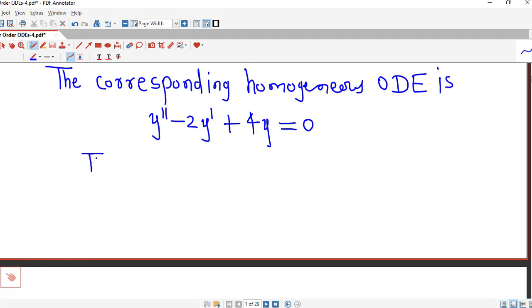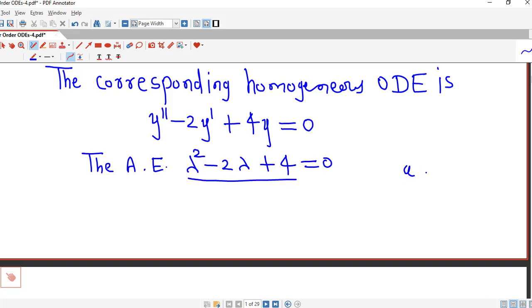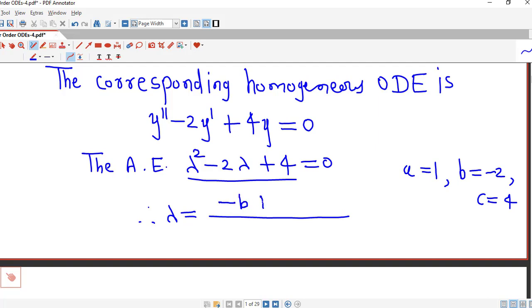So for this we have to first write down the auxiliary equation. For that we replace y double dash by lambda square, y dash by lambda, and plus 4 equal to 0. So if we compare with the standard form of quadratic equation a lambda square plus b lambda plus c, we have a equal to 1, b equal to minus 2, c equal to 4. So now we can find the value of lambda using the standard formula, minus b plus or minus square root of b square minus 4ac over 2a.